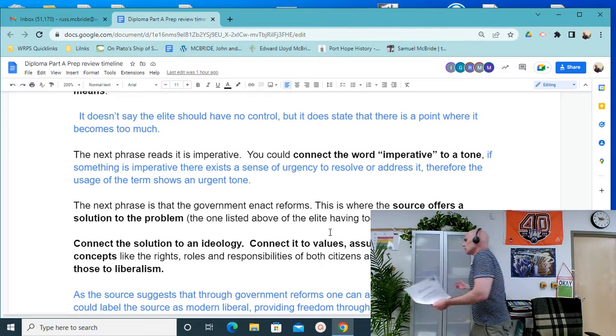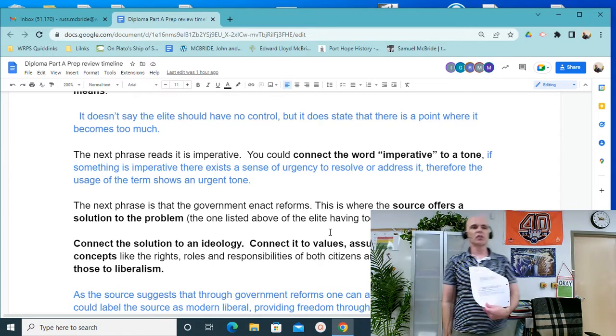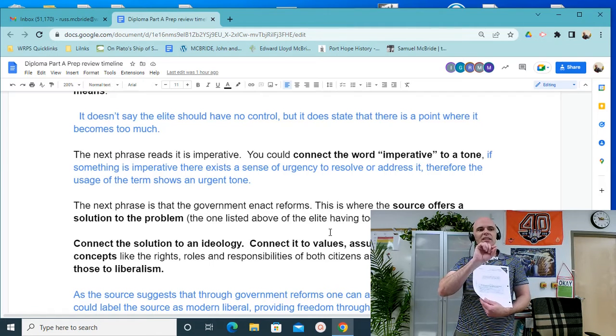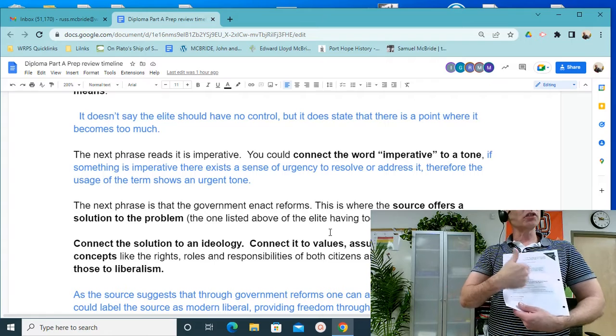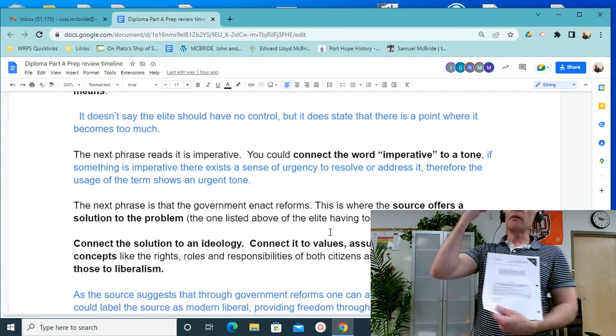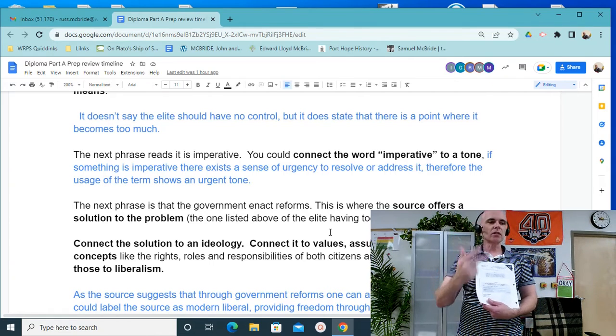Maybe I looked it up tomorrow during the exam, and I'm like, oh crap, what does imperative mean? This is what it means. That's the dictionary definition. There's a sense of urgency to resolve it. So if something is imperative, there exists a sense of urgency to resolve it. Therefore, the usage of the term shows an urgent tone. So now I have the tone. I have the problem. I have some vagueness around the language.